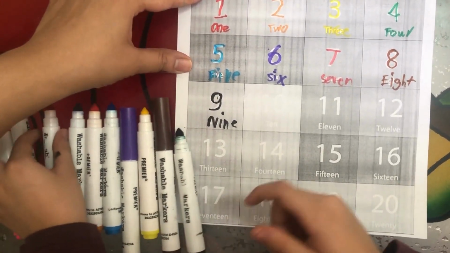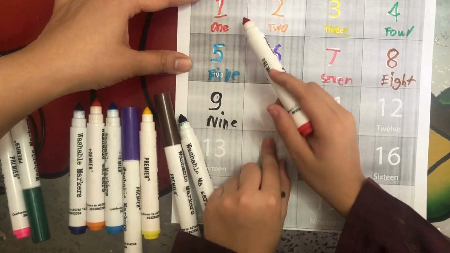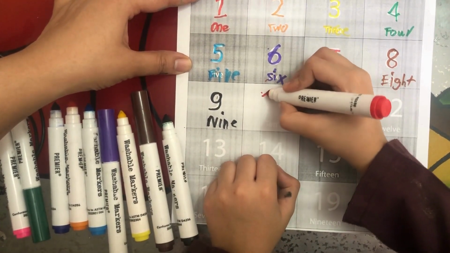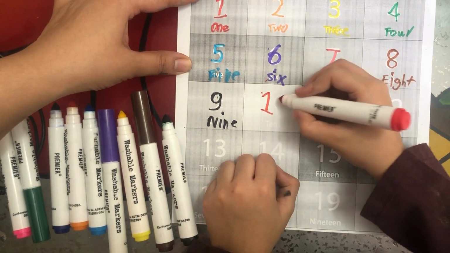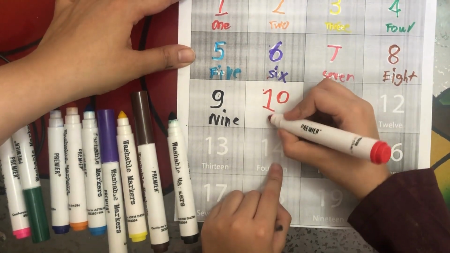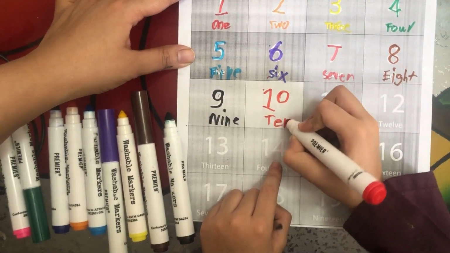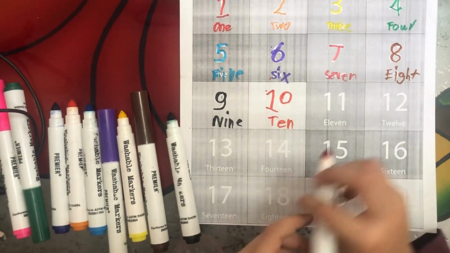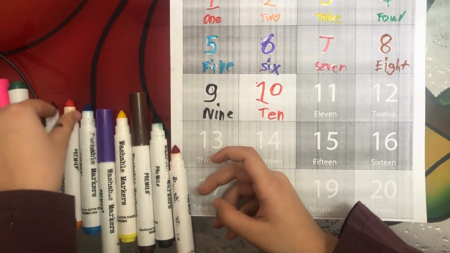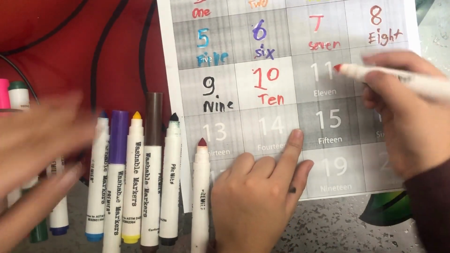So now we'll start again from red. This is the number 10. This is number 10. This is the number 11. This is the color 11.